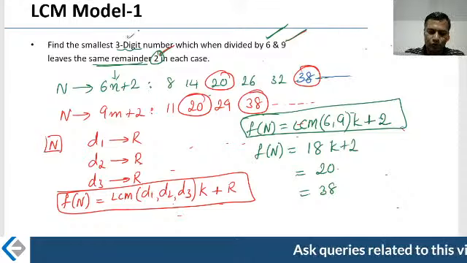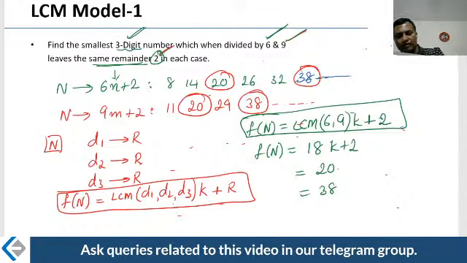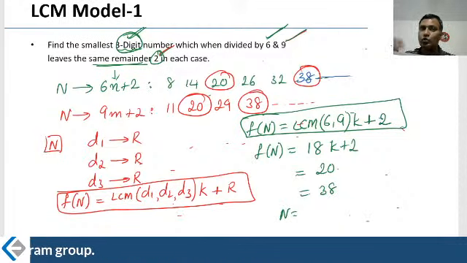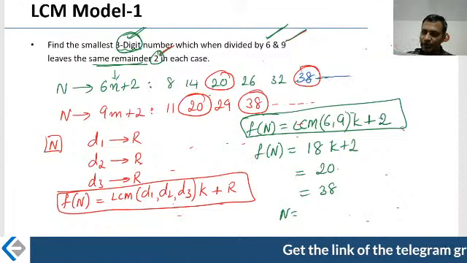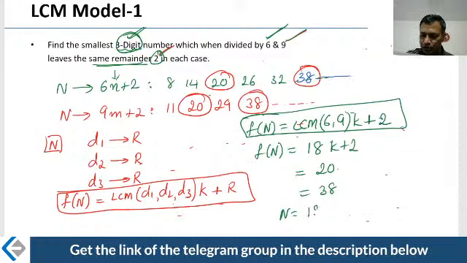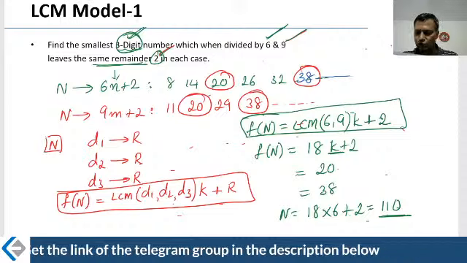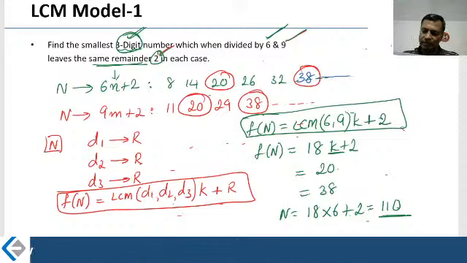Likewise, he's saying that, hey, why don't you find the smallest 3-digit number? For a suitable value of k, I will get the smallest such number. For what value of k will you get it? Because you wanted the smallest 3-digit number. 18 into 5 is 90. Therefore, 18 into 6 you will do. Therefore, the suitable value of k is 6: 18 into 6 plus 2, which becomes 110. 110 is the smallest such number. When divided by 6, leaves 2 as the remainder. When divided by 9, it leaves 2 as the remainder.